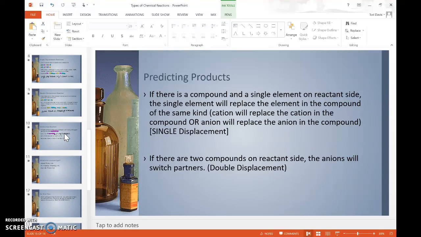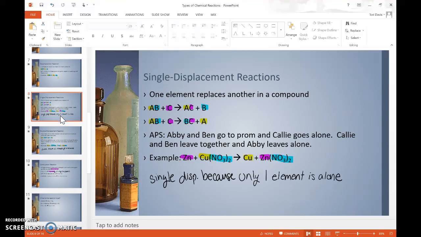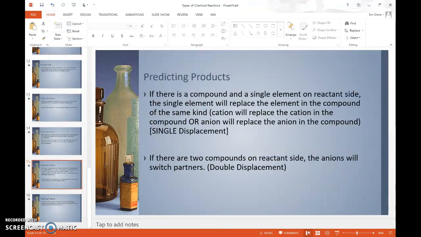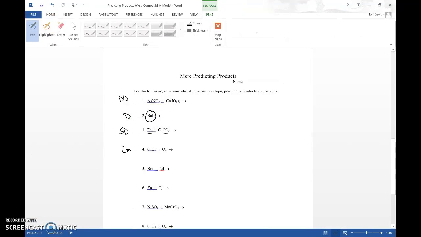Okay, so let's come back up here to our single displacement. So let's say, for example, that element C here is a cation, and element B is also a cation. C is going to replace B. Okay, that's the only way that works. Alright, so an example of single displacement. We come back over here to our problems. This is on the second sheet. So I have number 3 on the second sheet labeled as single displacement. Okay, so again, we have one element on the left-hand side of the reactant, and then we have some sort of compound.